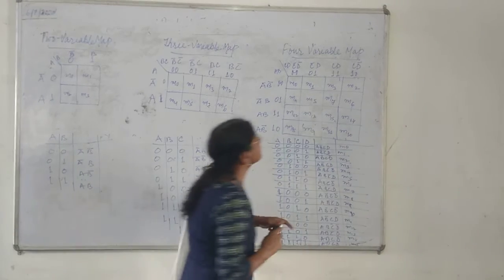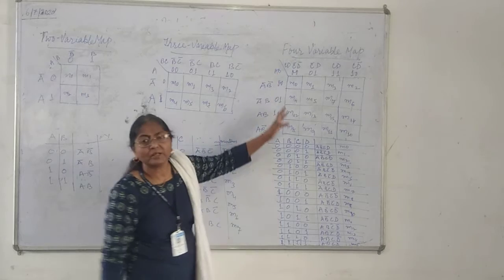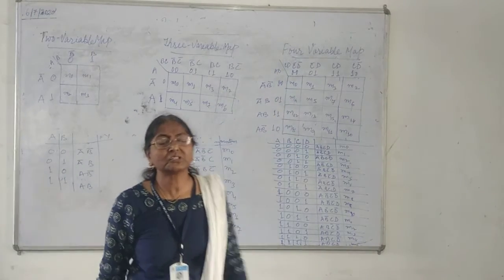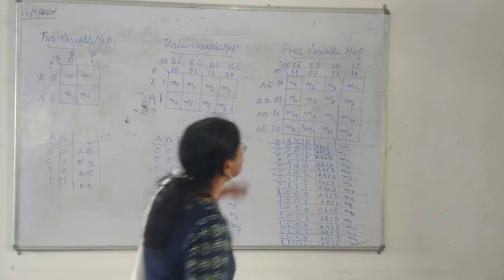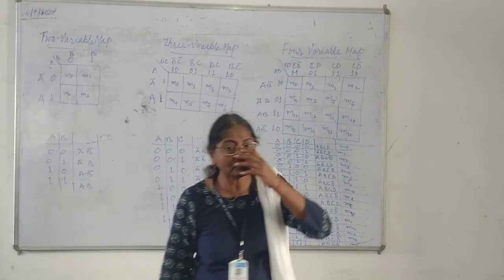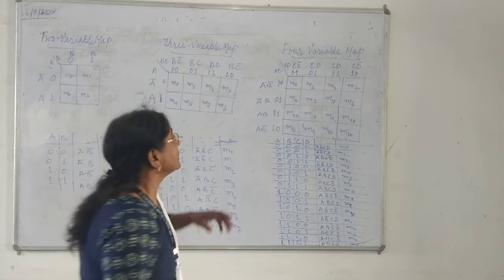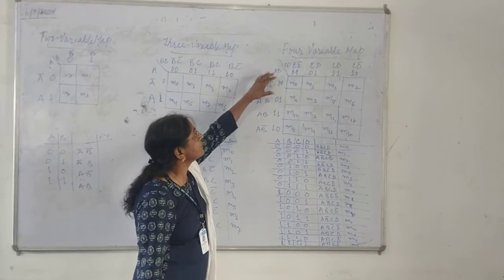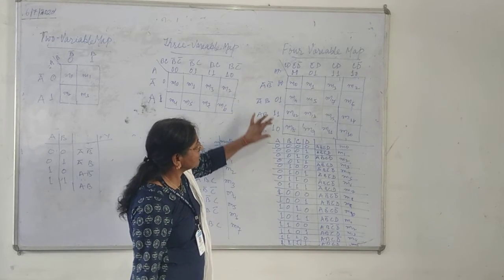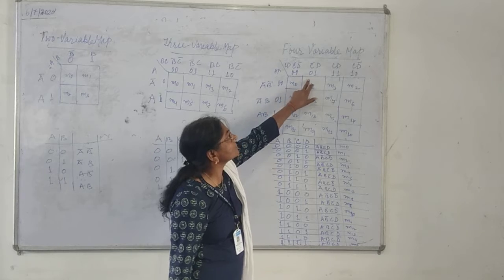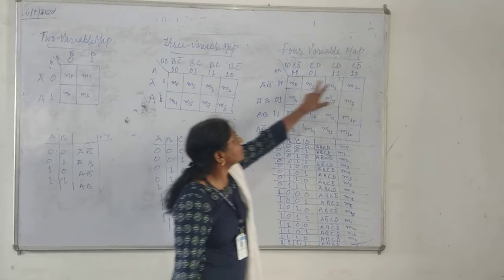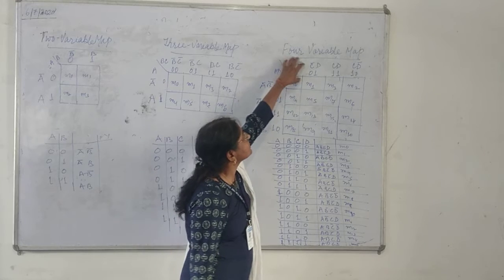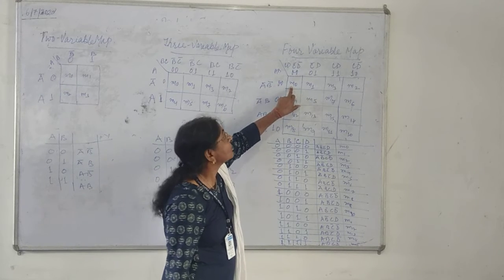In the same way, here I have drawn a 4 variable map, and for the 4 variables, it is a square map because we have 16 cells, and you have taken 2 variables on the horizontal line and 2 variables on the vertical line. Now what you have to do, you have to assign the equivalent decimal value to all the cells. For this particular square, AB is equal to 0, 0, CD is equal to 0, 0, so it is equal to 0.